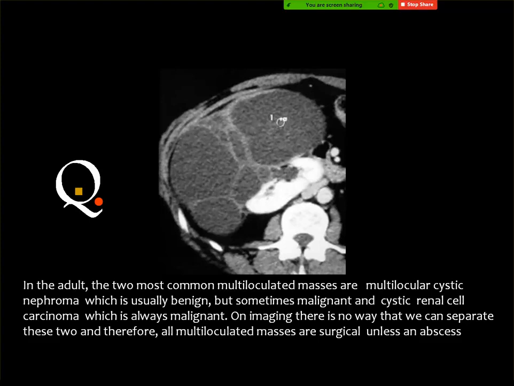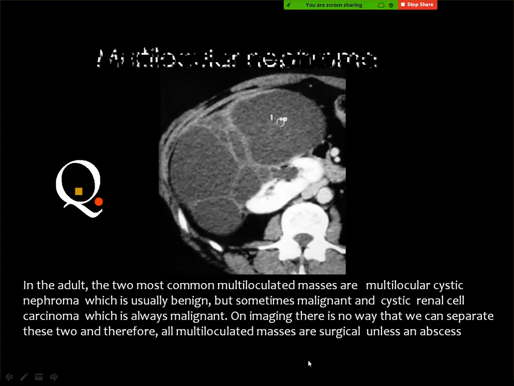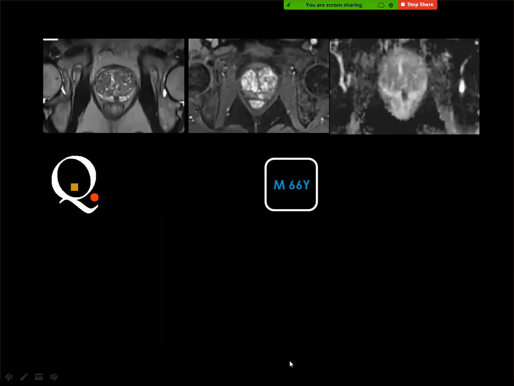Multicystic nephroma. Cystic nephroma, very good. And this is a multilocular cyst, which is involving the right kidney, which is somewhat rotated, and there are internal septations, and this is good for multilocular cystic nephroma.